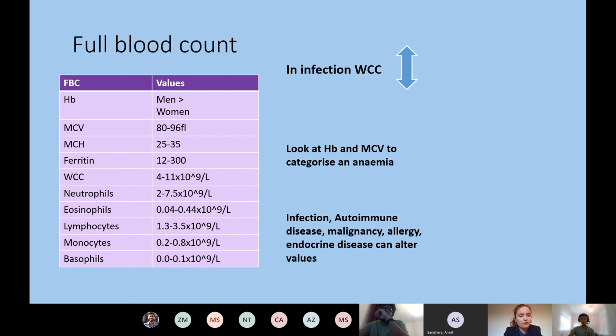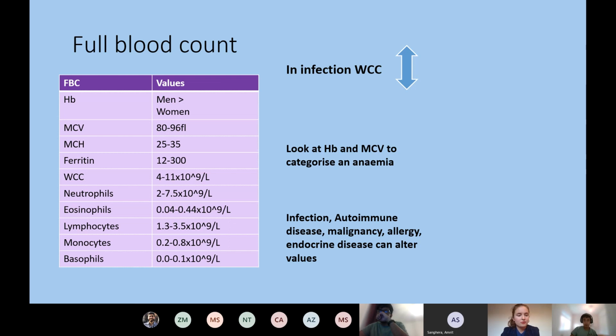The common ones to look for anemia would be your hemoglobin level. If it's low, they've got an anemia. Then look at the mean cell volume, which is the size of the cells, and you categorize your anemia based on the size, which we'll do shortly. You've also got your mean cell hemoglobin and your ferritin, which is your measure of iron stores. And then it also gives you your white cell count and your neutrophils and all those other ones.